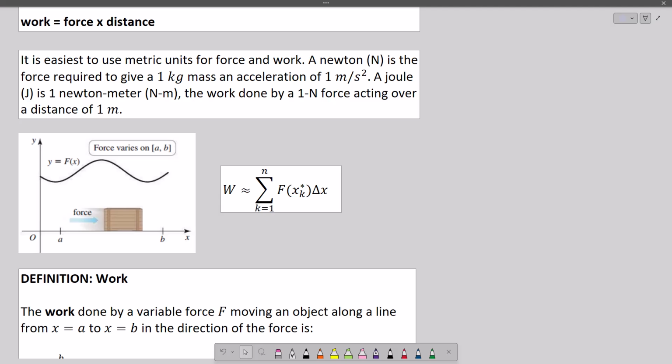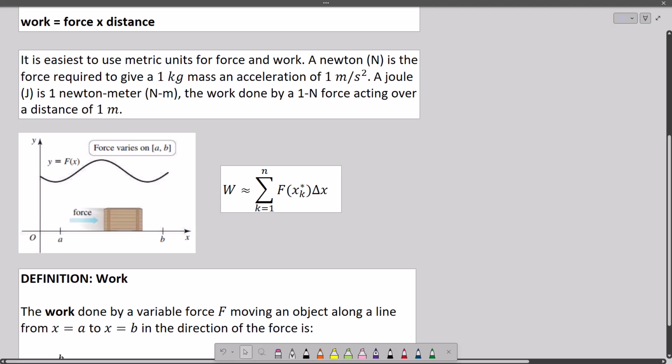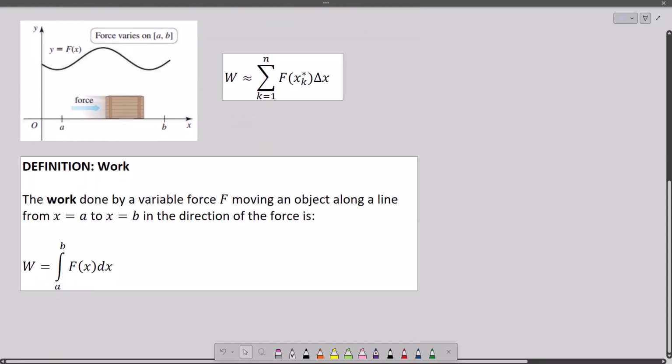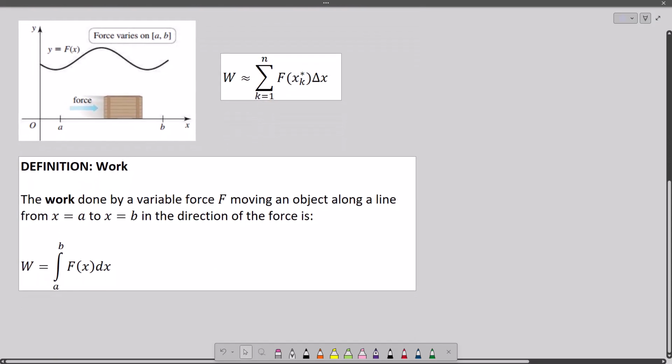So the idea, once again, is that we look at little pieces. If we have our total interval, if we zoom in on a tiny, tiny interval, on that tiny interval the force is essentially constant. So you can get away with force times distance on a tiny interval. That's what this is representing. That's a Riemann sum. We take the limit of the Riemann sum. It turns into the definite integral. And lo and behold, we get another integral when we have a variable quantity.